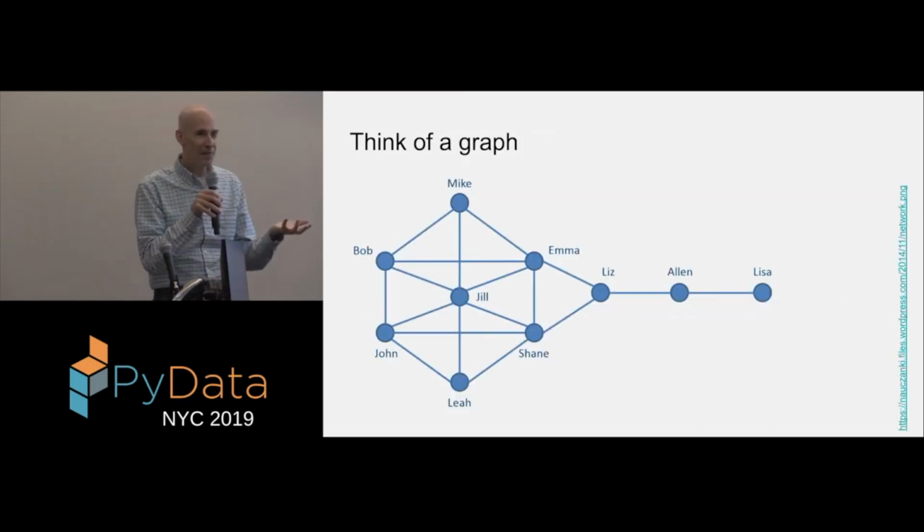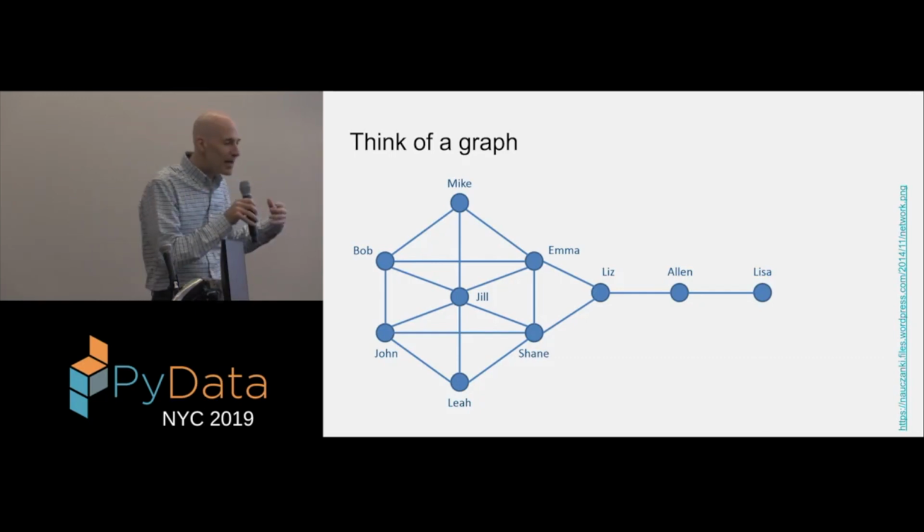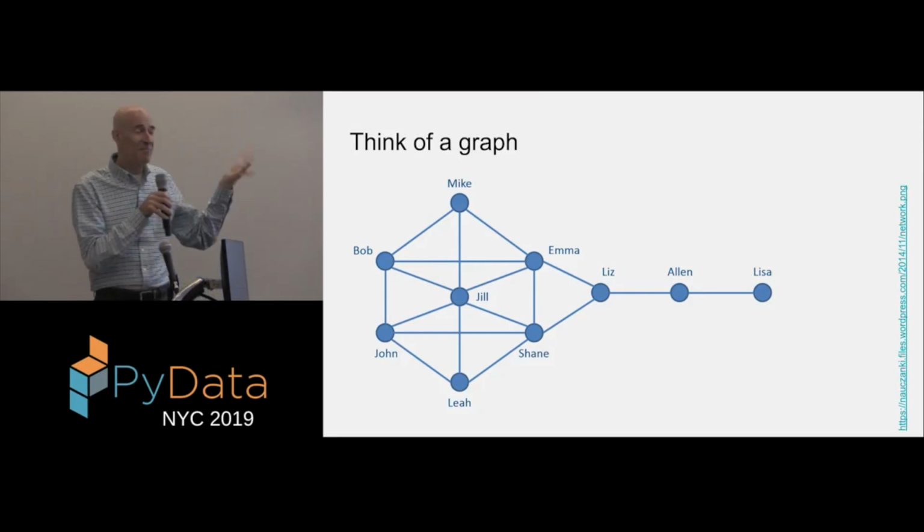But think about what a social network looks like. So think of it as a graph. Each node is a person. Each edge, or each line, is a friendship between two people. This graph, by the way, I didn't make this. I just found this at random on somebody's blog. So first of all, thank you to them.